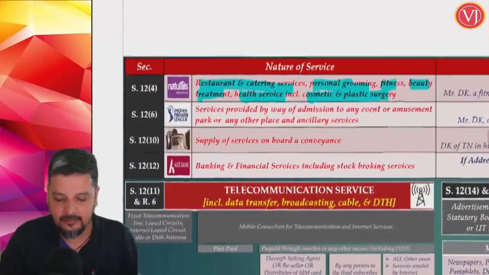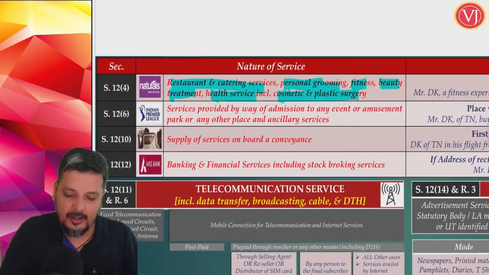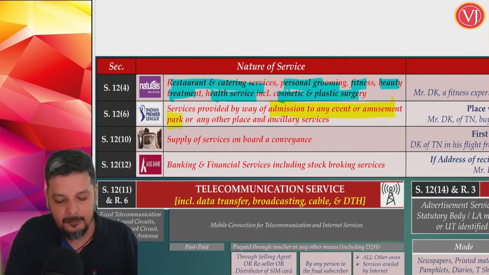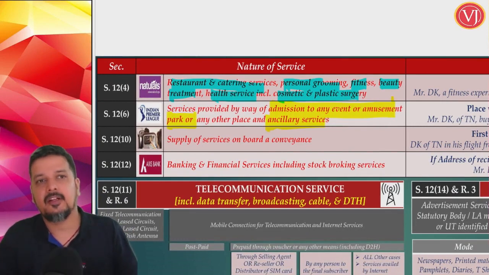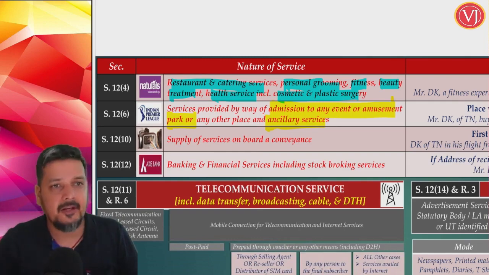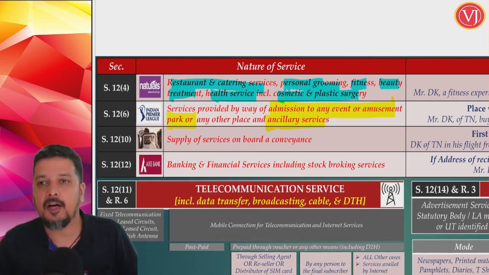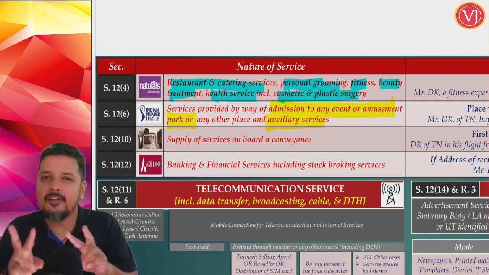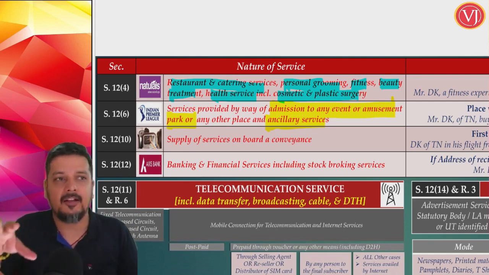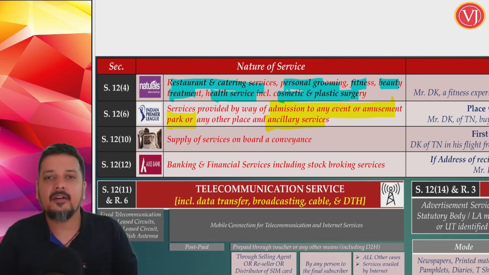But wait, for event, there is one more category of services where you're talking about admission to any event, not only event, admission to amusement park or any other place, and ancillary services. Here they talk about event as well as fixed place, that is any amusement park or any other place, zoo. See the difference between event and amusement park. Event place will keep changing, but the amusement park or any other place will remain fixed. So here they are not talking about organization of an event. They are talking about admission. In simple language, ticket.